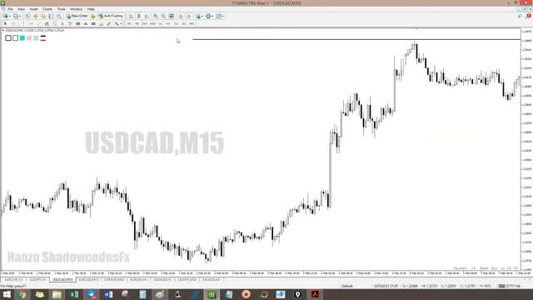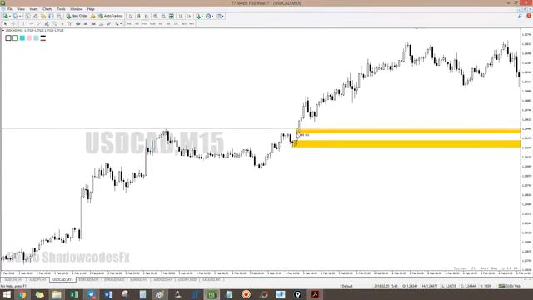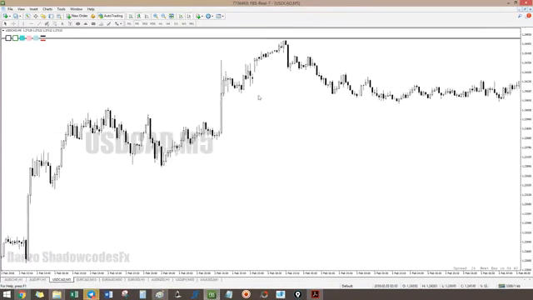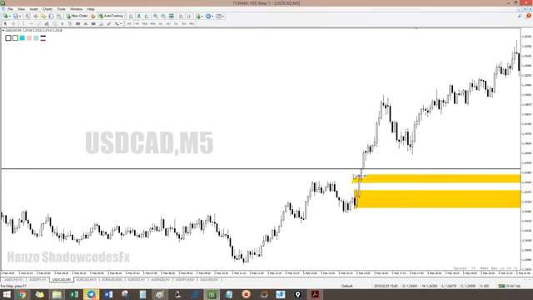Let's go to a lower time frame. See this? This is no longer a clean break. Over here is actually a base in the lower time frame. Just drop down the time frame. We still do not have any clean break here. Over here in the lower time frame we will have it.